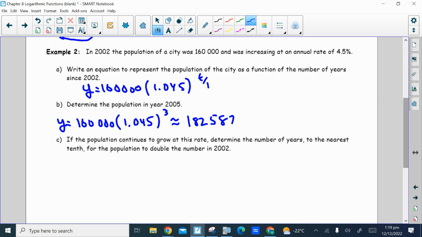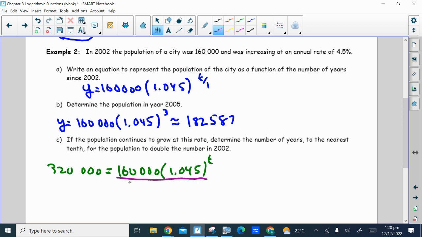If the population continues to grow at this rate, determine the number of years it would take for the population to double. So if they start with 160,000, to double there'd be 320,000 people in the city. And we want to solve for T. Dividing both sides by the 160,000 will give us 2 on the left.